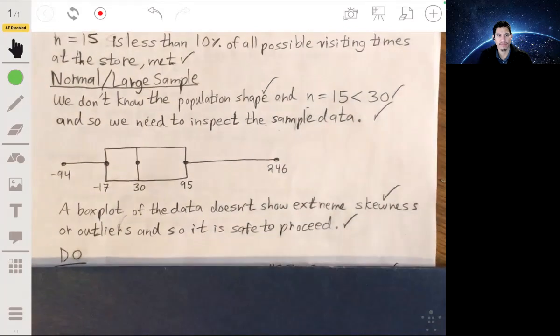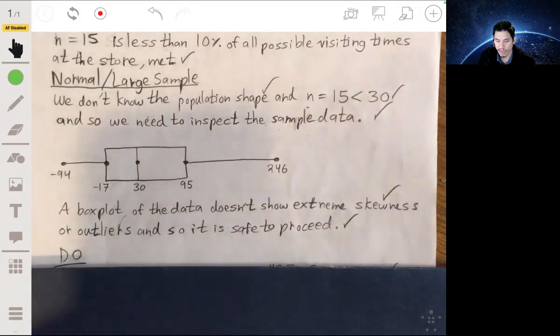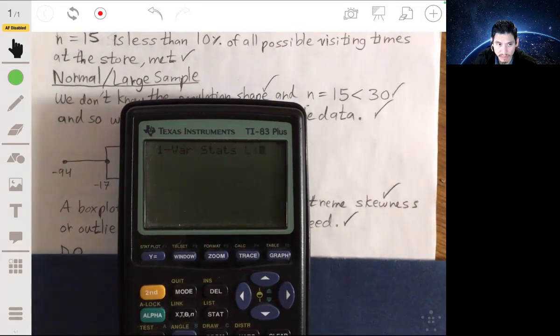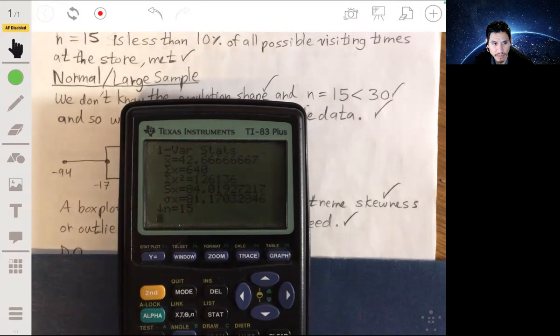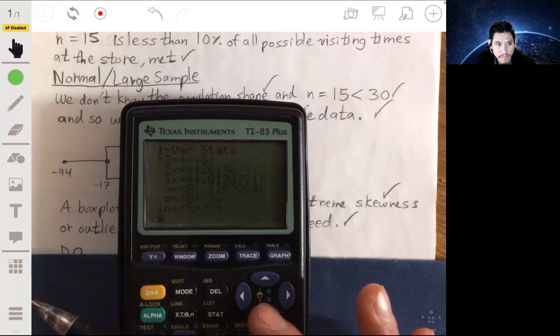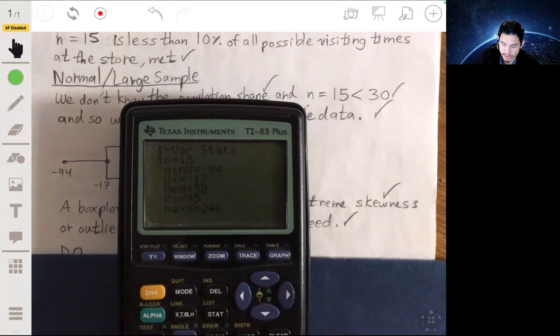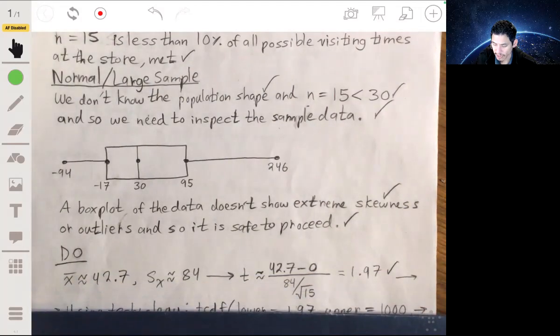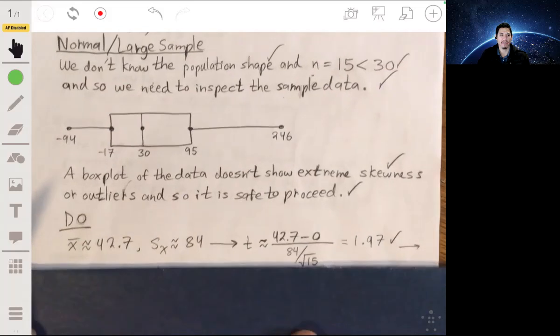Okay, so our do part, we're going to calculate our test statistic. And again, it'll be on the differences. So we can run our one variable statistics. For the data in my calculator, it'll be list 3. I get my mean. I got my sample standard deviation there. And then from there, I use those numbers to plug it into my equation for T. And I'm going to get about 1.97.